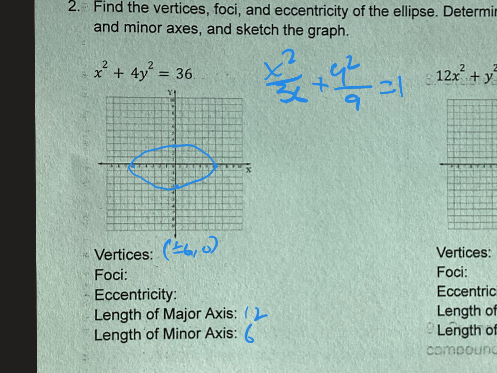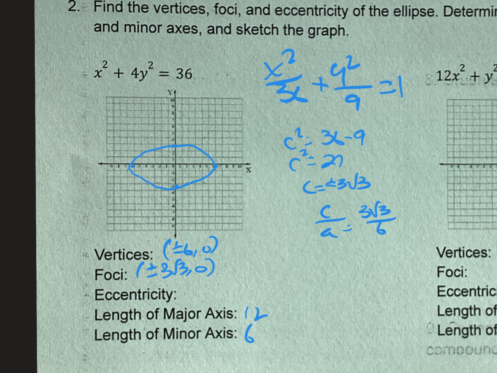To find the foci, I've got to find c. Remember, c squared is a squared minus b squared, so I'm going to go 36 minus 9. So c squared is 27, which means c is plus or minus 3 root 3. My foci are always on the major axis, so they're going to be at plus or minus 3 root 3, 0. Eccentricity, remember, is c over a. So I'm going 3 root 3 over a, which is 6, by the way, which gives me square root of 3 over 2.